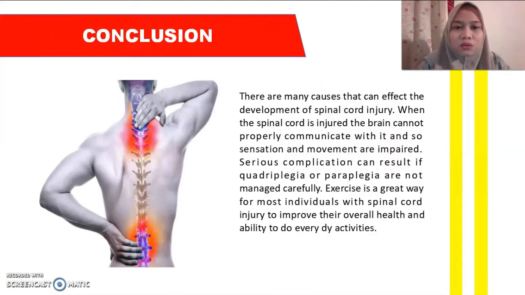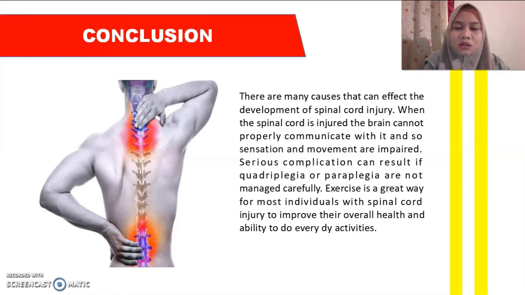So for the conclusion, there are many causes that can affect the development of spinal cord injury. When the spinal cord is injured, your brain cannot communicate properly, so sensation and movement will be impaired. Serious complications will result, such as quadriplegia and paraplegia, if not managed carefully.